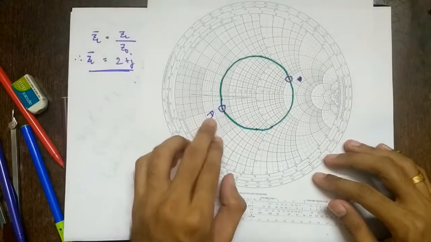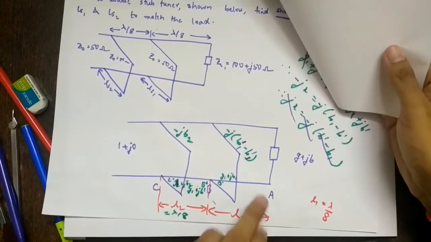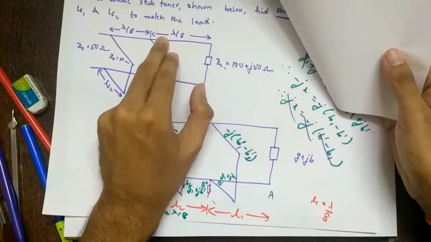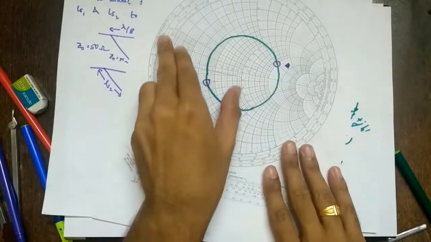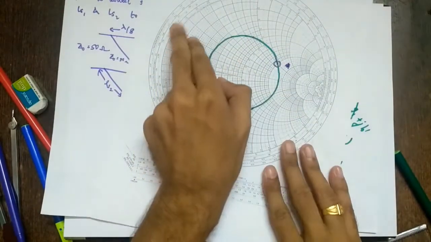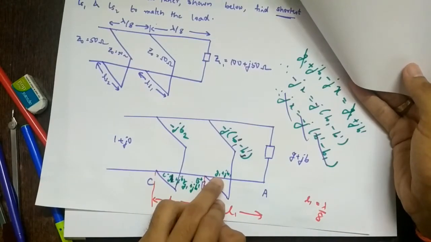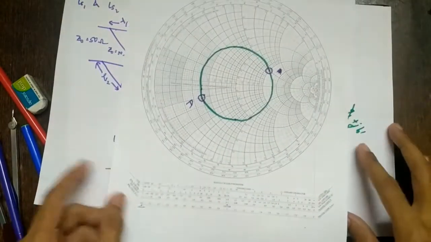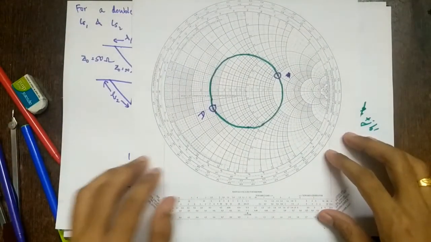Next we have YL bar. From here we have to move a distance L1, which is given as lambda by 8. So I have to move lambda by 8 away from the load, meaning towards the generator. Towards the generator means clockwise, as written here, and we will reach point B minus. So G will become G1, B will become B1. The impedance as well as the admittance will change because we are moving on the VSWR circle.